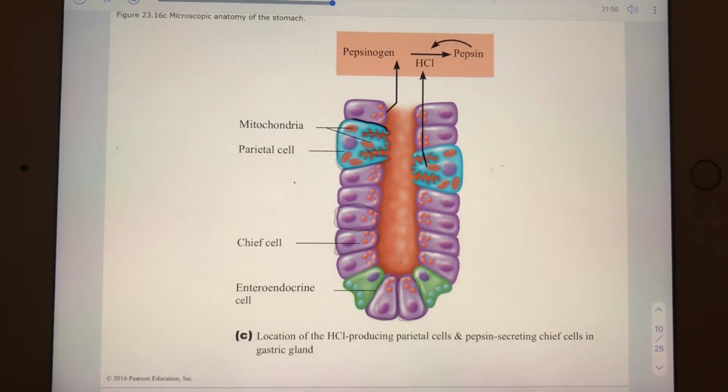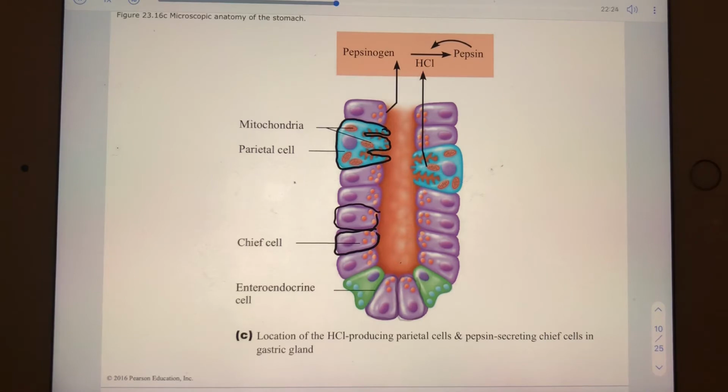So here in the blue, slide 11, here's a parietal cell, which again is responsible for setting the stage for HCl production, as well as making intrinsic factor. At the base of the gland, we can find oodles and oodles and oodles of chief cells.